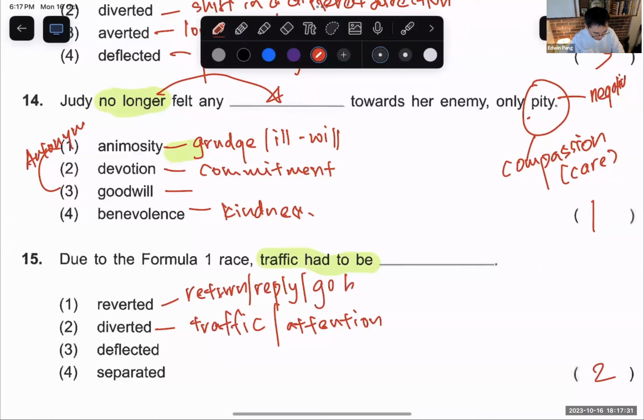Right? You revert to someone in their email means you reply to them. You revert your attention means you return your attention to someone after you were distracted by something else, like Jairus was explaining to us. Very good. Thank you. Awesome. Deflected, you all already know. Separated, you already know. Very good.